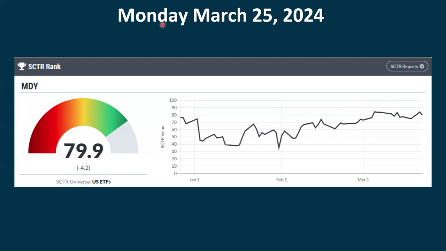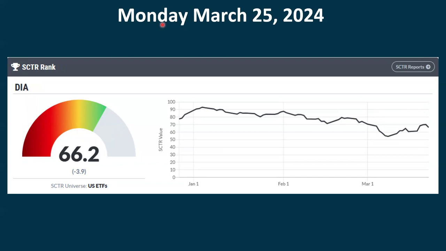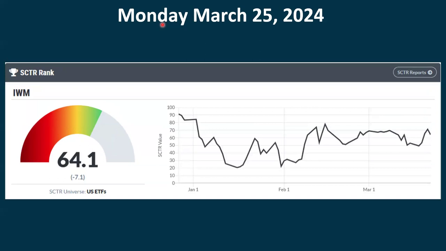Then we see the Dow, which had been stronger, and sometimes it's getting a little weaker. This is one of those weaker periods right now, coming in fourth place at 66.2. And then the IWM, this is the Russell 2000 small cap ETF, and it's in last place at 64.1. And the small caps have really been lagging.